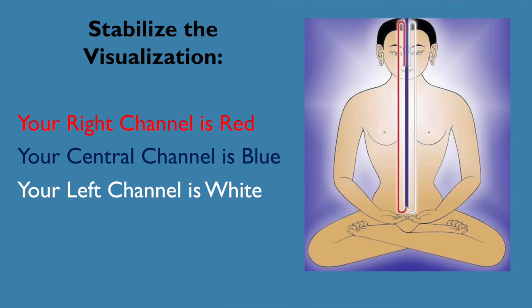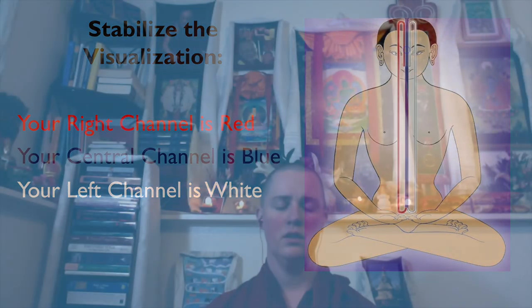The channels are about the size of a straw or your pinky finger. They're flexible and hollow. Even though the chakra system isn't arranged that way, we picture them as without knots, without obstructions. Think of them without any blockages.